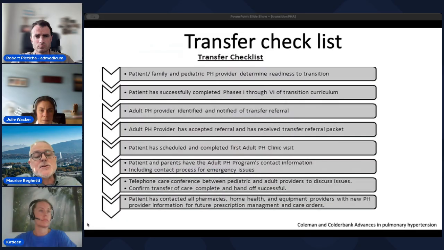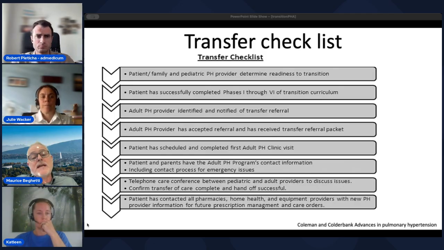And you see, this is a summary. So you see if it's ready for transition, if he has passed all the different processes, if there is a PH provider for adults, if there is a referral, if the chart has been sent, if he has access already to the phone numbers of the adult doctors, and so on. And you check everything, and you check with the patient and the family if they have indeed done all these different things and are ready to be transferred.